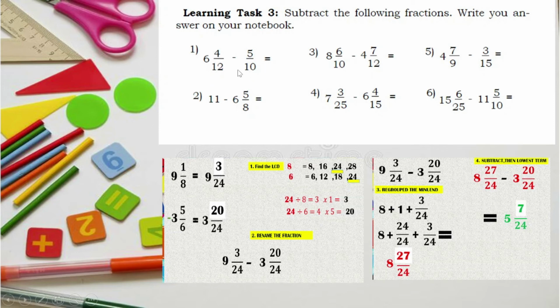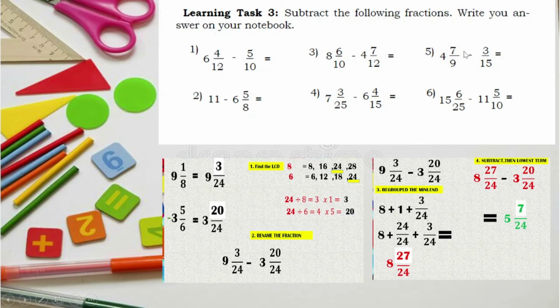Ayan, so the same lang din. Ganito din ang example niya. Number 1, number 2, the same. Number 3, ganun din po. Number 4, lahat kayo magre-regroup dito. Number 5, dito sa number 5, kunin nyo lang yung LCD. Then proceed na kayo sa subtraction.